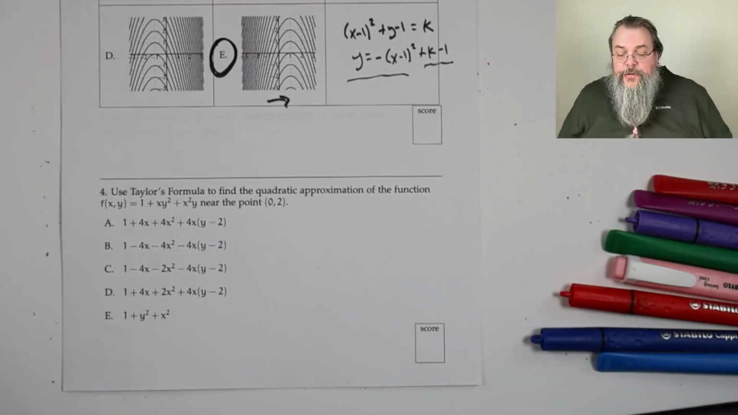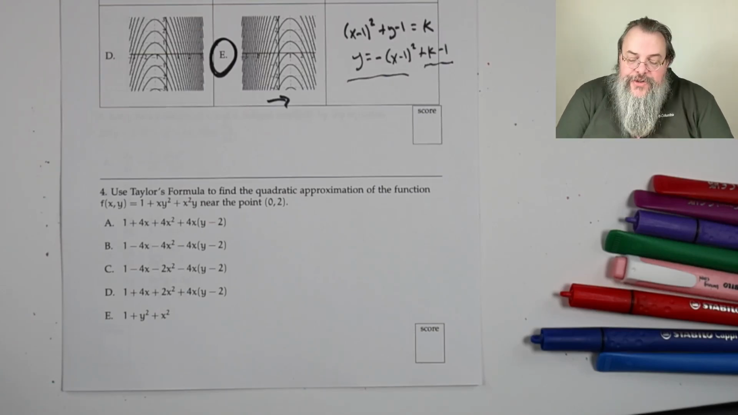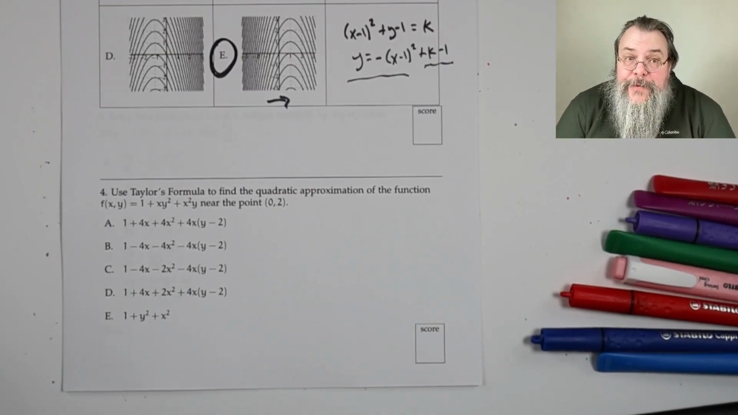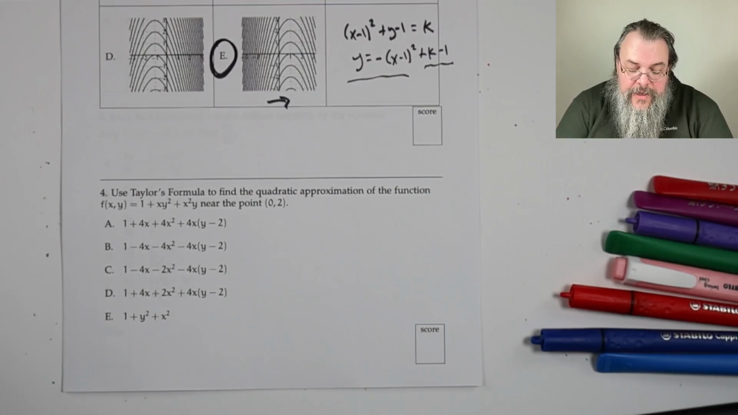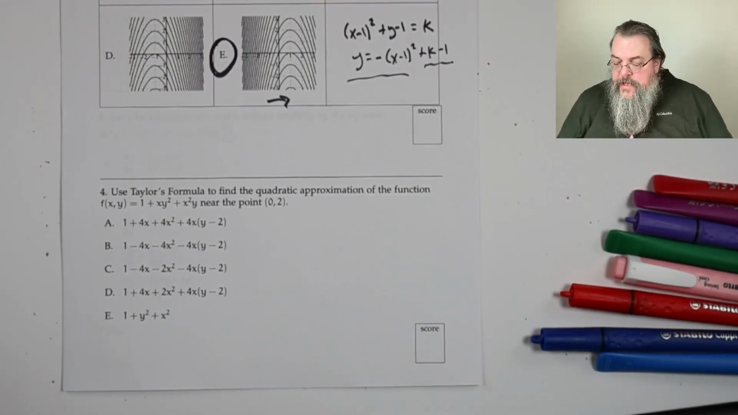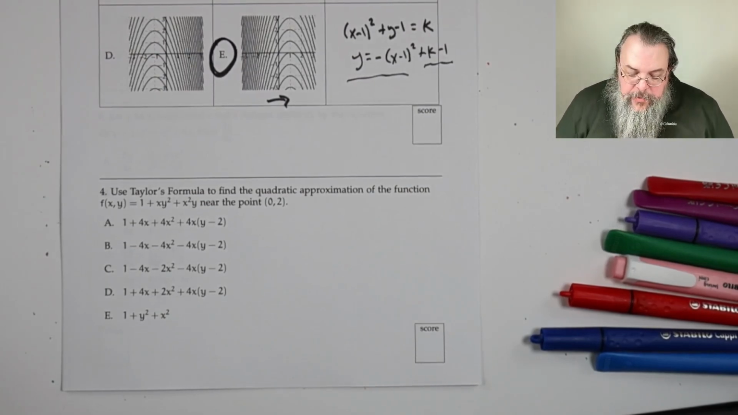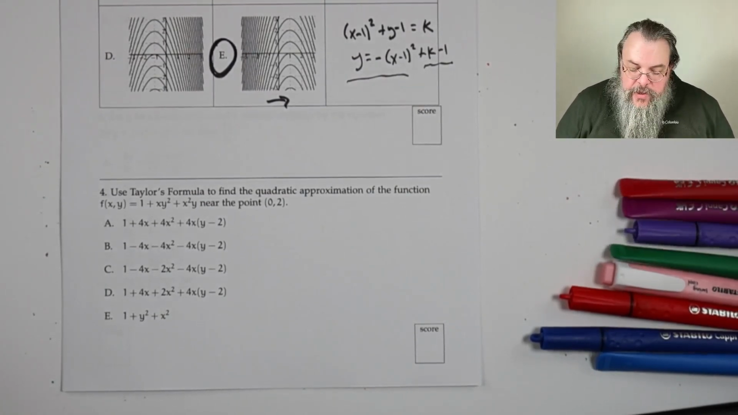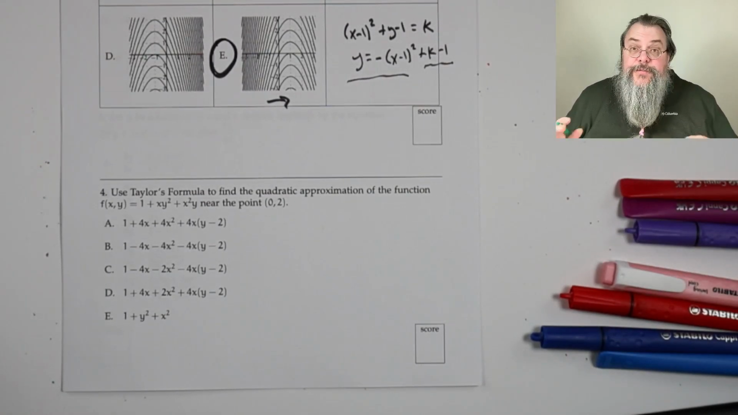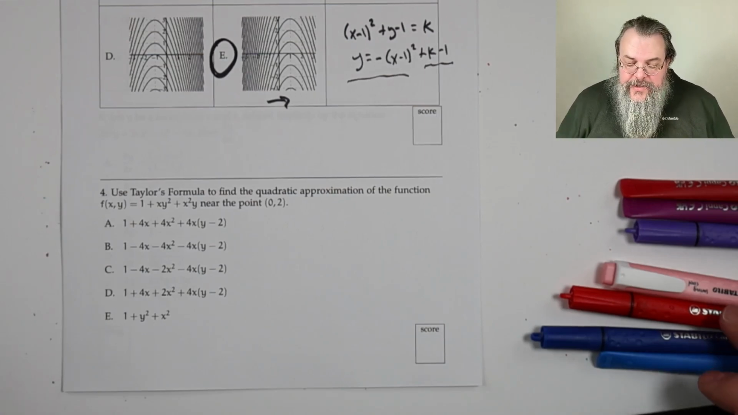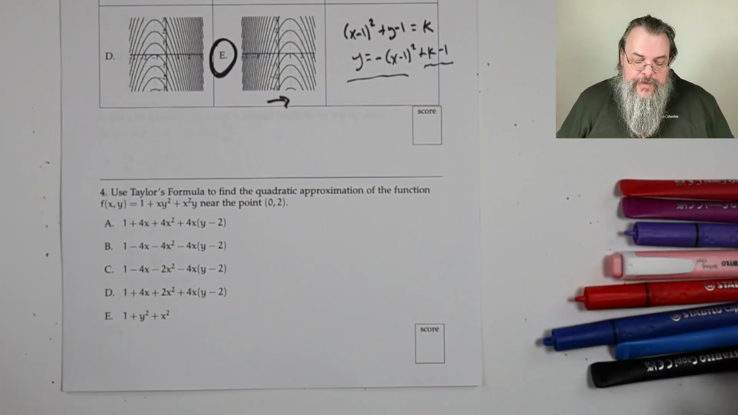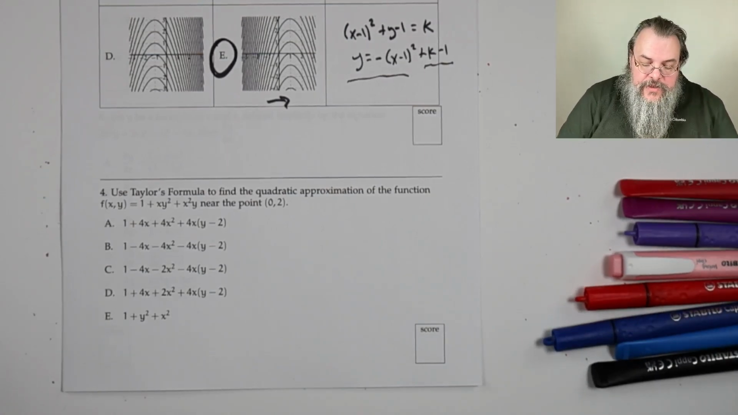Use Taylor's formula to find the quadratic approximation of the function f of x, y is 1 plus x y squared plus x squared y near the point 0, 2. All right. Now there's a couple of ways to do it. One way is we could do the whole problem, but it's multiple choice, right? And so let's take advantage of that.